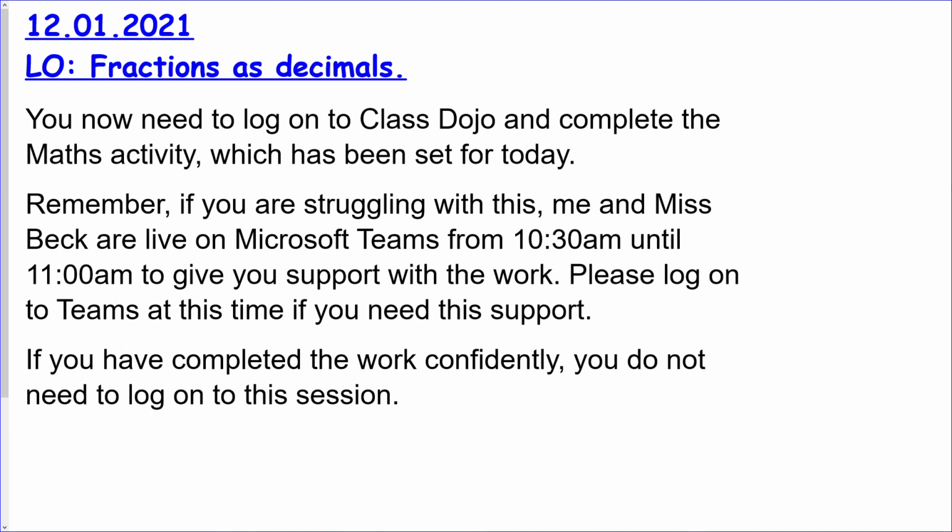So now it's time for you to log on to Class Dojo and complete the maths activity which has been set for today. I also want you to take a picture of the work that you have done in your maths book and send it across to your class teacher, please.